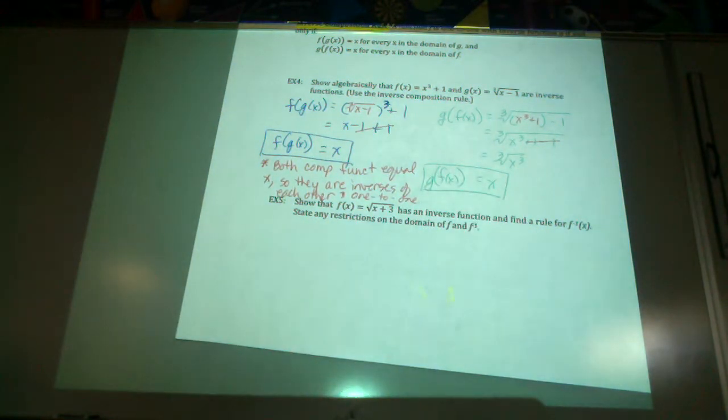All right, so the last question, you got to write small. It's going to have some domain restrictions on it. That's the part that you have questions on. So we have to show that the function has an inverse and find the rule for it. So we are going to find the inverse doing what we did on example 2.